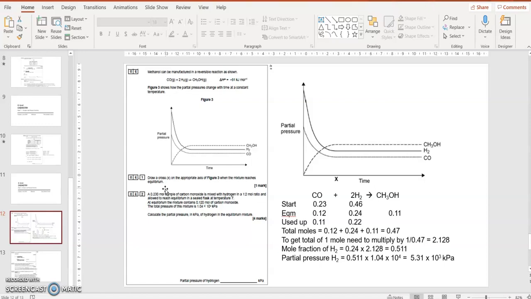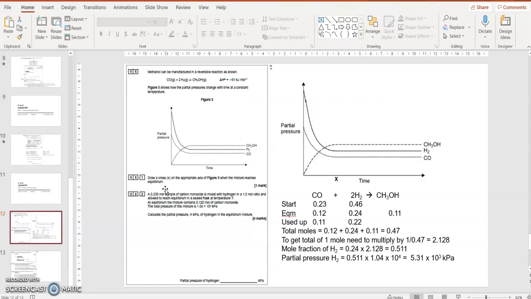So if I started with 0.46 moles of hydrogen and I've used up 0.22, I've got 0.24 moles of hydrogen left over at equilibrium. The total number of moles at equilibrium is 0.12 add 0.24 add 0.11, which is 0.47. To get a mole fraction, I need to scale that up to 1 mole. 0.47 scaled up to 1 mole. What do I multiply by? Well, 1 divided by 0.47 will give me a scaling up factor of 2.128.